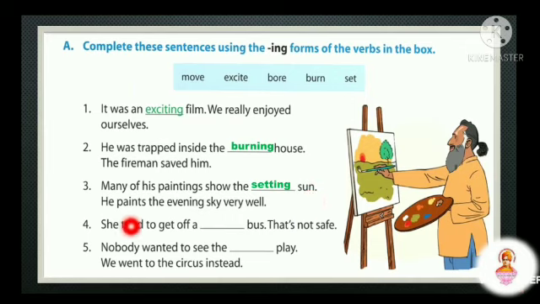Now, she tried to get off a dash bus. Yes, that's not safe. What is not safe when we are traveling in a bus? We should not travel in a running bus. Yes. Which word suits here? Move, excite, bore, burn, set.